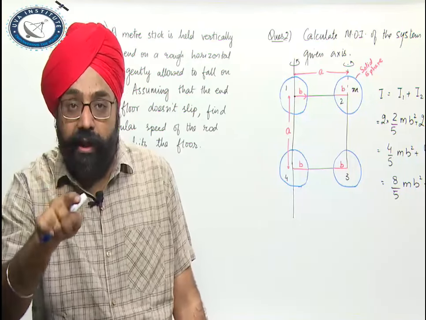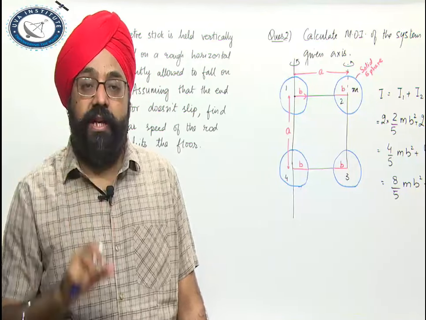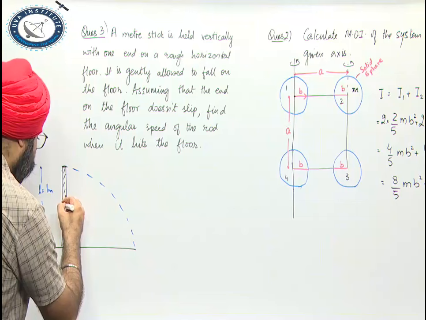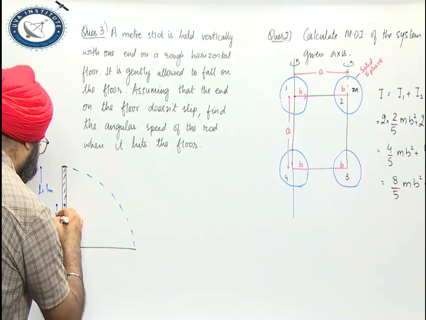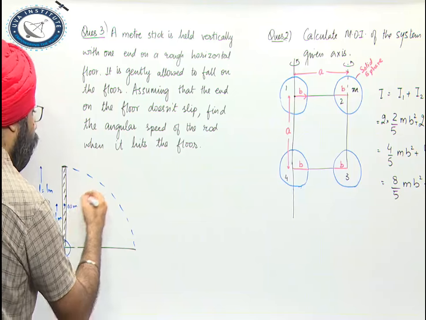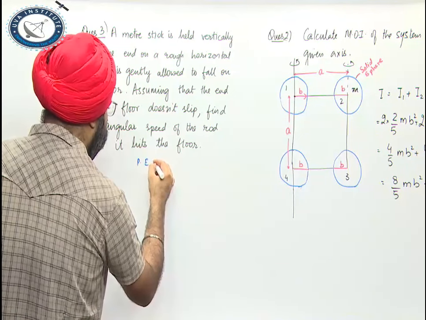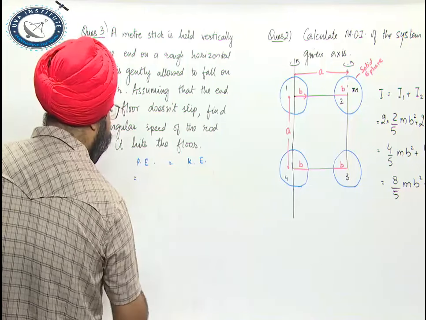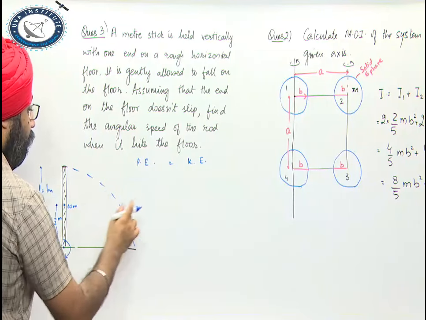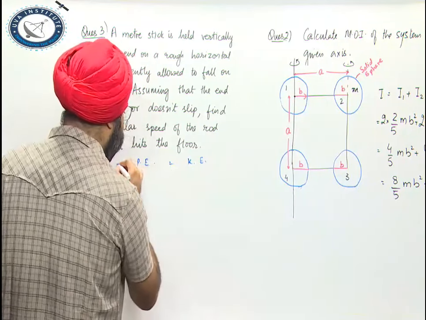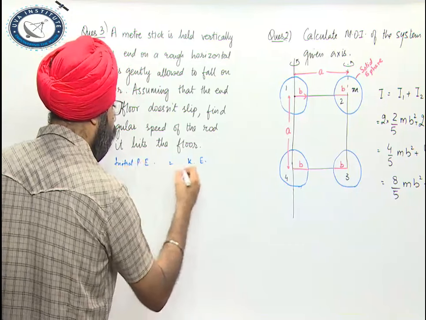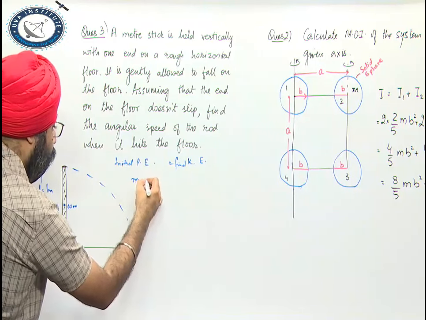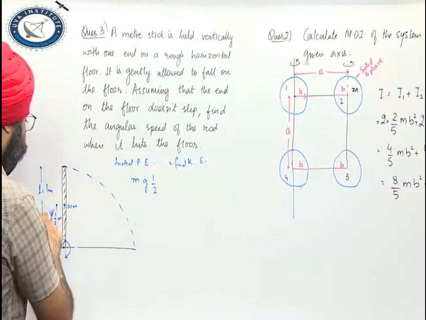Here h is not the length of the rod, it is the distance of the center of mass of the rod from the ground. The center of mass of this rod is lying somewhere here, at a distance of 1 by 2 meter. This is my center of mass. So the potential energy at the top must be equal to the kinetic energy at the bottom. Initially we have potential energy, finally we have kinetic energy. The potential energy is mgh, where h is half, the height of the center of mass.